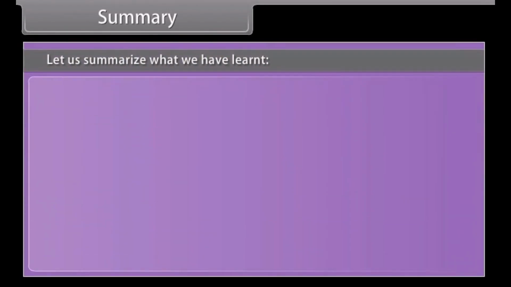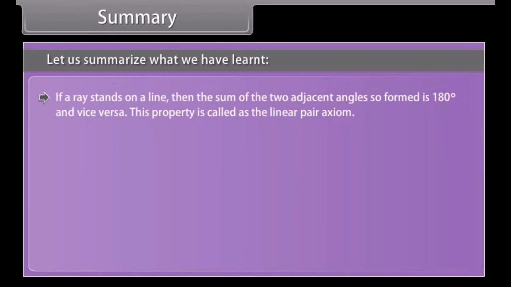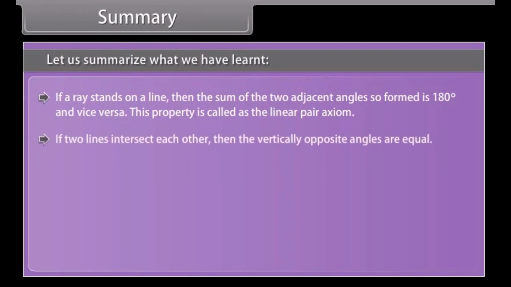Summary. Let us summarize what we have learned. If a ray stands on a line, then the sum of the two adjacent angles so formed is 180 degrees, and vice versa. This property is called the linear pair axiom. If two lines intersect each other, then the vertically opposite angles are equal.